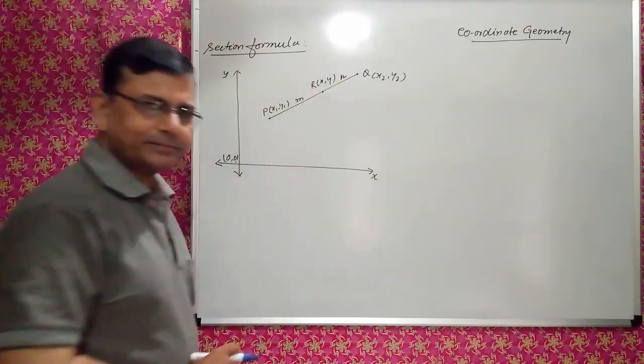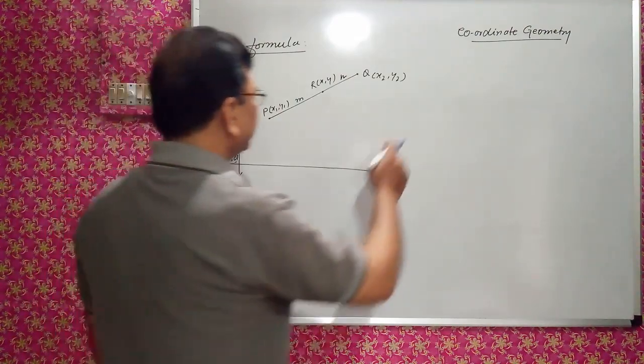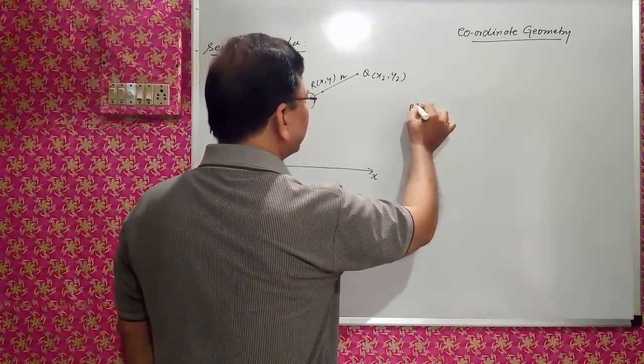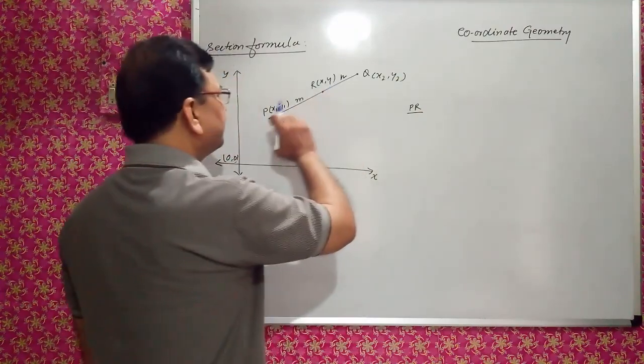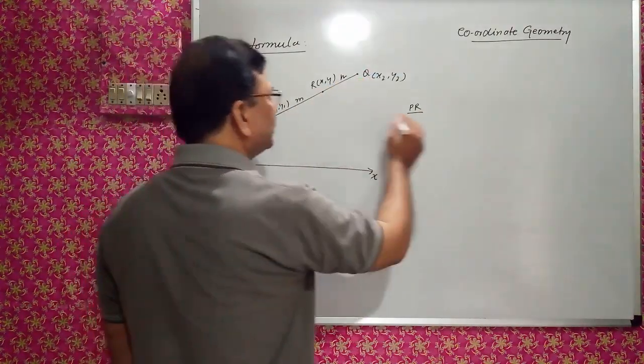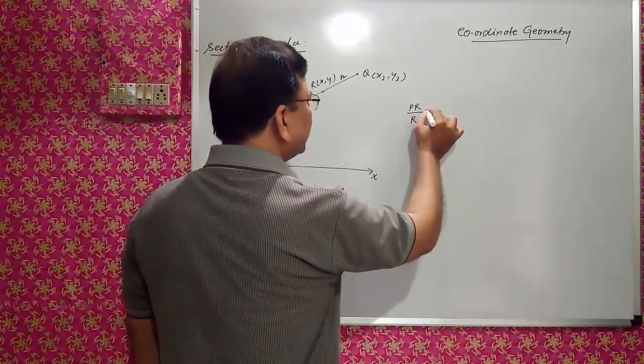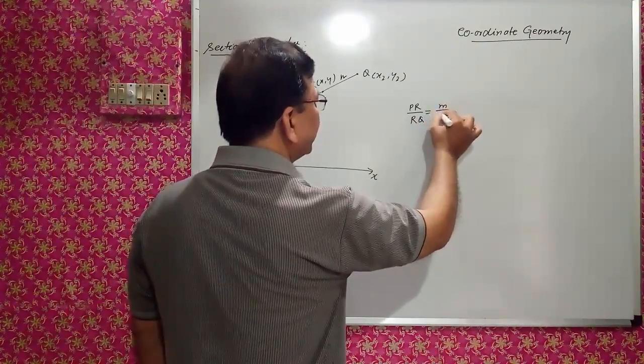divides this line segment PQ in the ratio of m is to n. It means PR upon RQ is equal to m by n.